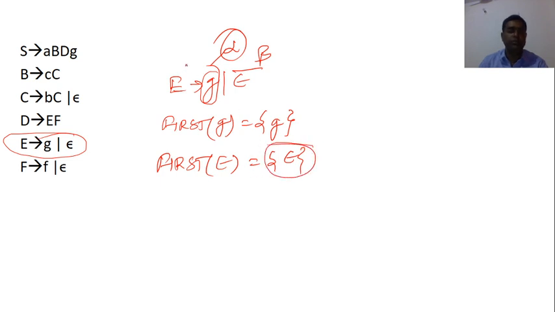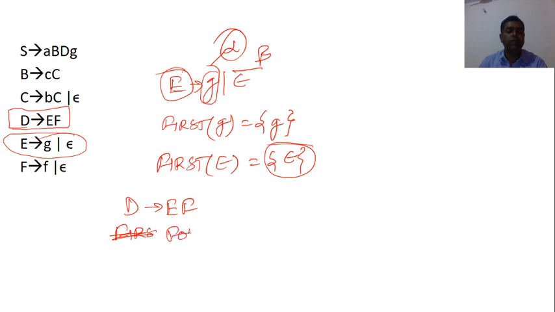What do I have to find out? Follow of E. And you can see here we can find out follow of E from this production, that will be D goes to E F. Follow of E is equal to what? First of F. And what is first of F? That is F comma empty.